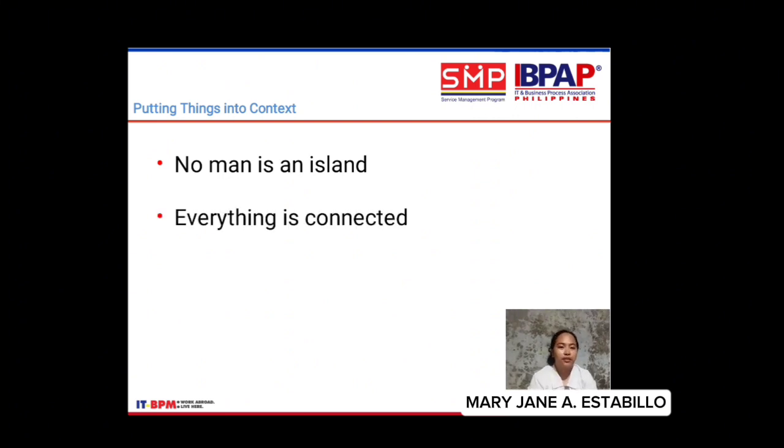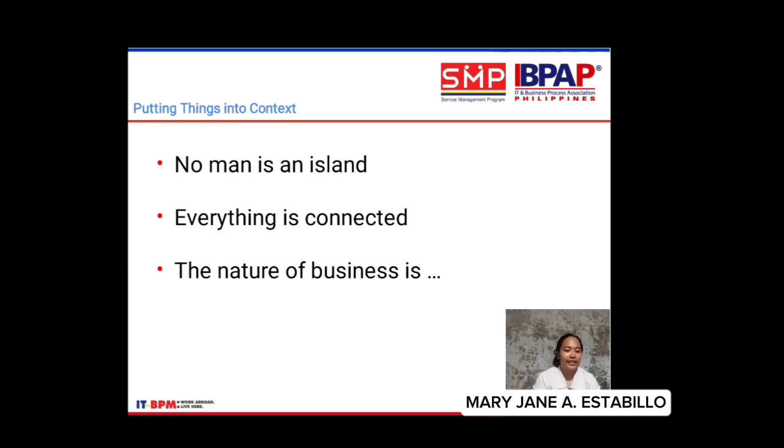Next, everything is connected. What do you think? Everything is connected. There is no business that is perfect. So everything that will happen to the business will reflect on the future. Next, the nature of business is making money. We make business to make money.